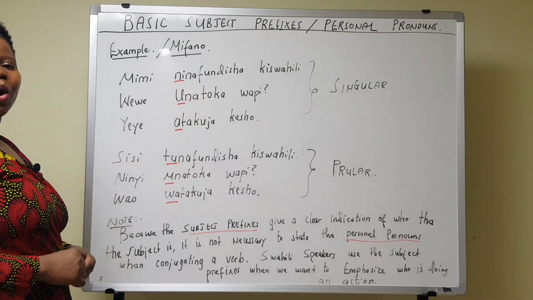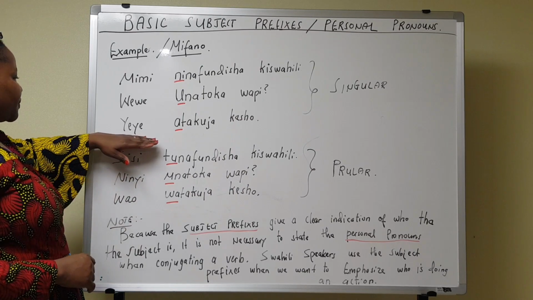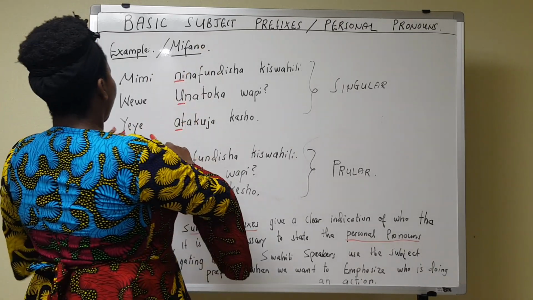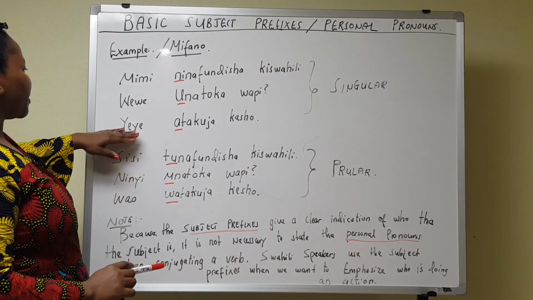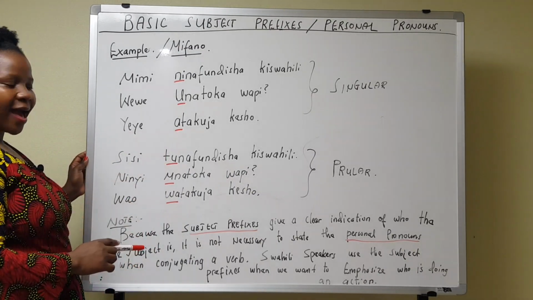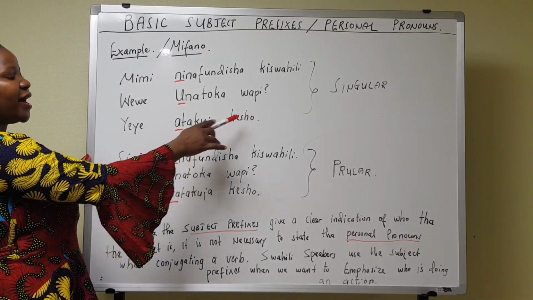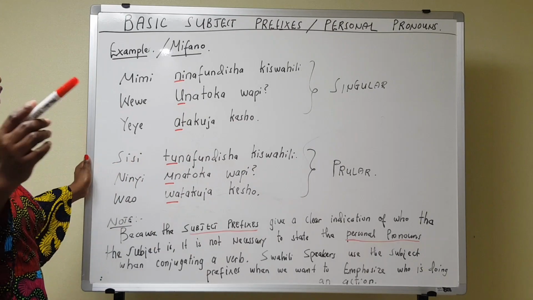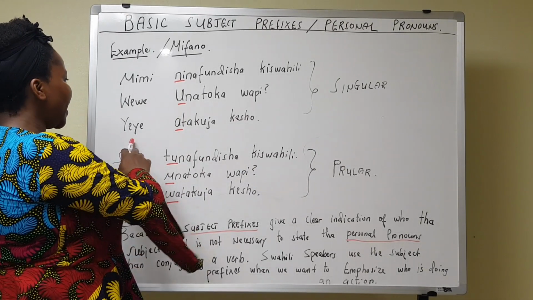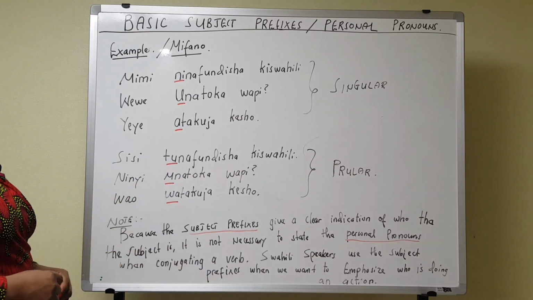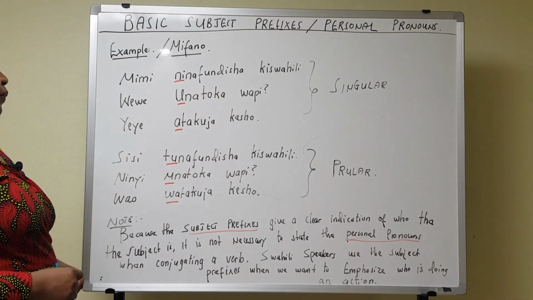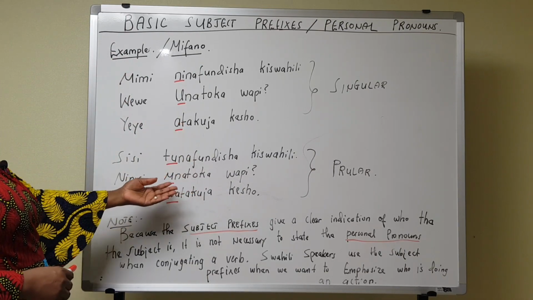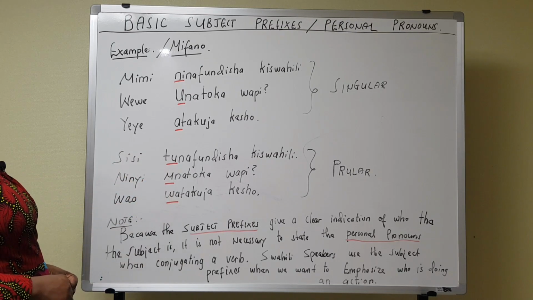And the third person is Yeye, and the subject prefix of the personal pronoun Yeye is a. So, Yeye atakuja kesho. He or she will come tomorrow. So this is the singular part of these examples. The plural parts of these examples are as follows.